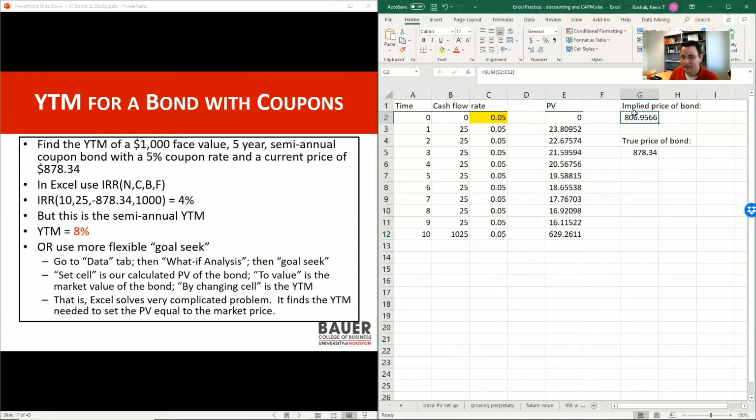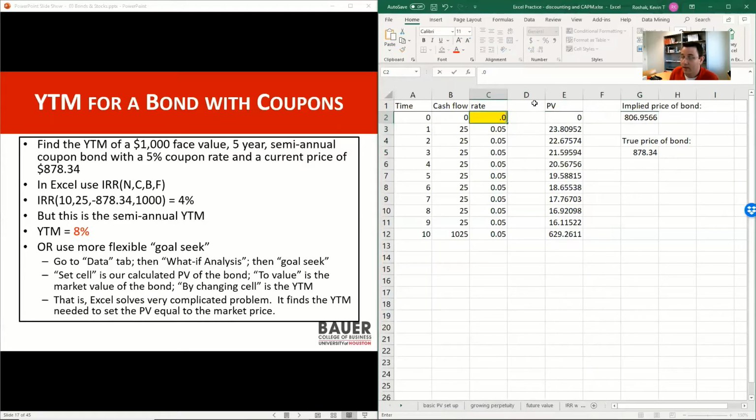What's nice about setting it up in a smart way in Excel is that everything happens just automatically. You just change your one number in yellow over here and see what happens to your bottom line, the price of the bond. So that's useful to just be able to play with. Here we see that the price went up, but it didn't go up by enough. The implied price is still below the true price. So we know that this rate is still too high.